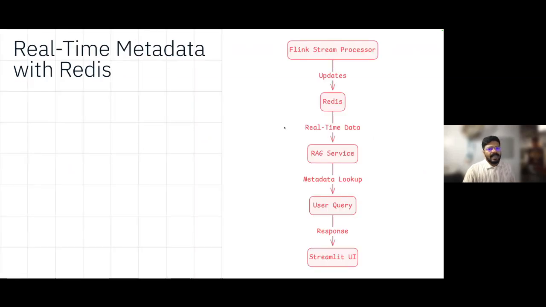Okay, so as I said earlier, we have to give more accurate responses. For that we could use a metadata store. I have used Redis. You can use any other key-value store or anything else. So for relevant metadata, I have used Redis. It starts off with processing the events, getting the right amount of information and putting it into a Redis system.